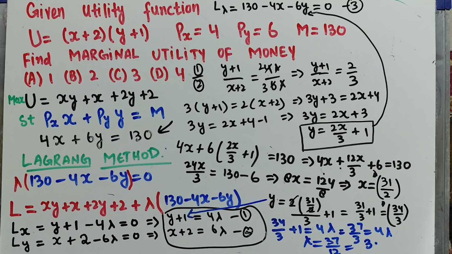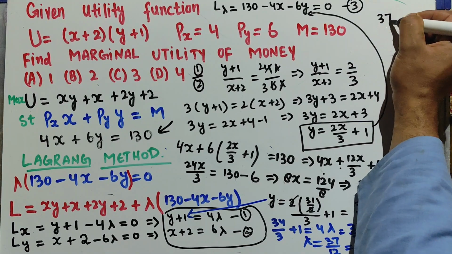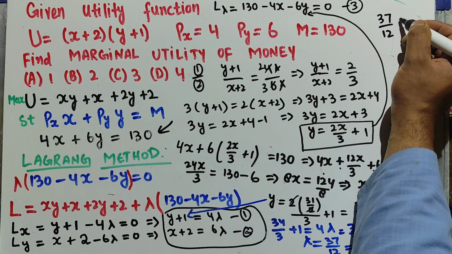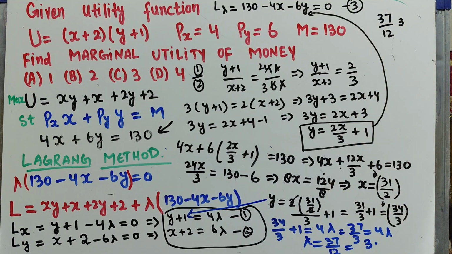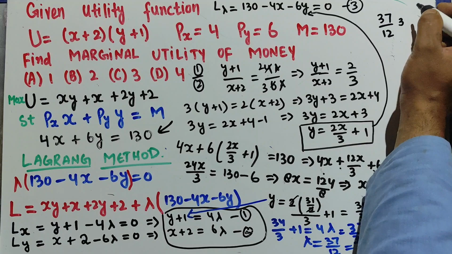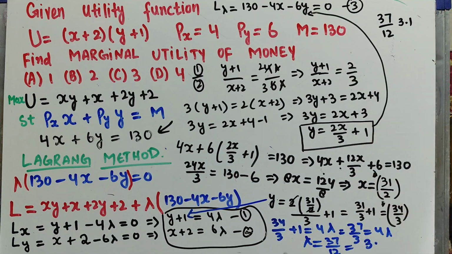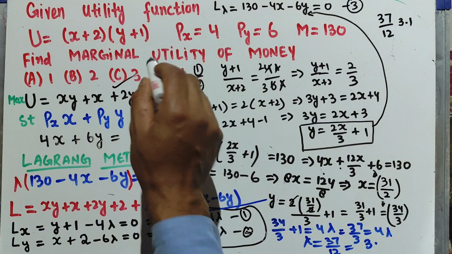That means the marginal utility of money will be equal to, so we have 37 upon 12, so this is 12 3s are 36. Okay, 12 3s are 36, 1 is left, it becomes 17, so 12 ones are 12, so we will get 3.1 is the marginal utility of money. That means option C is correct.